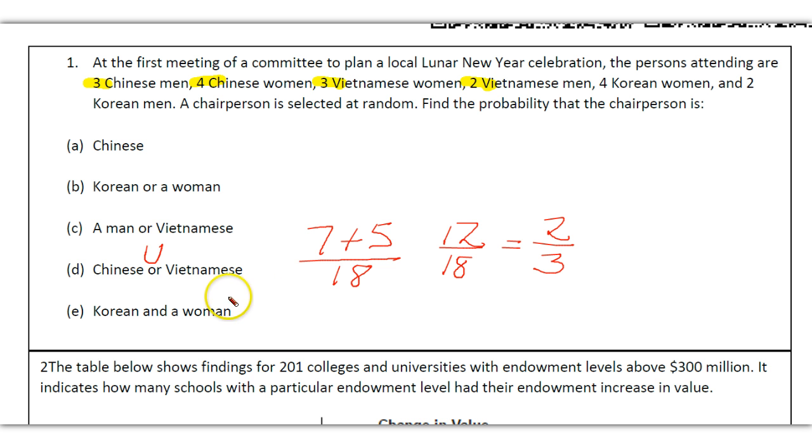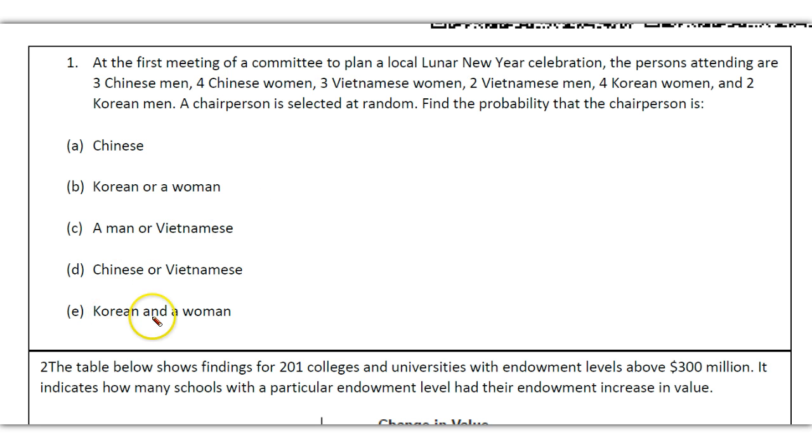Now, for letter E, we'll clear this up too. We want Korean and a woman. So Korean and a woman, there's only the 4 because it's an "and," which is intersection. So that will be 4 out of 18, which simplifies to 2 out of 9.